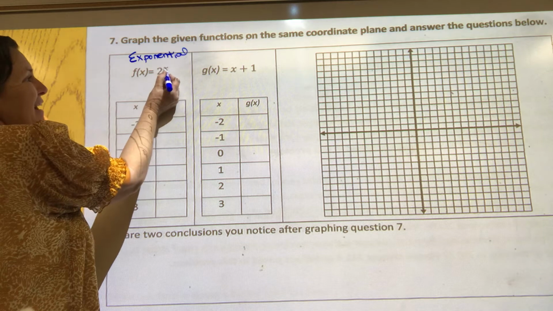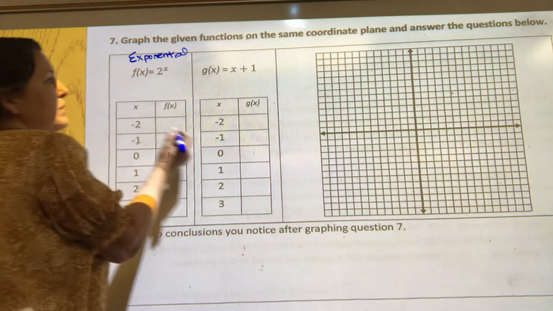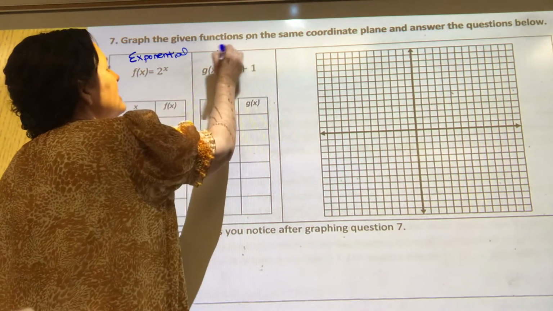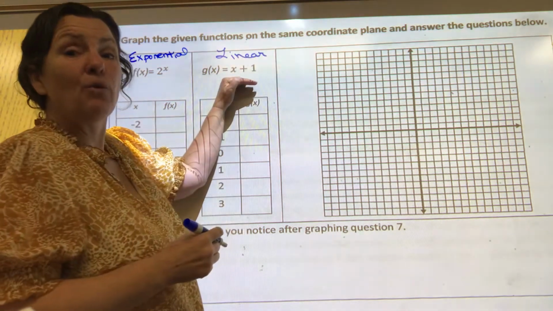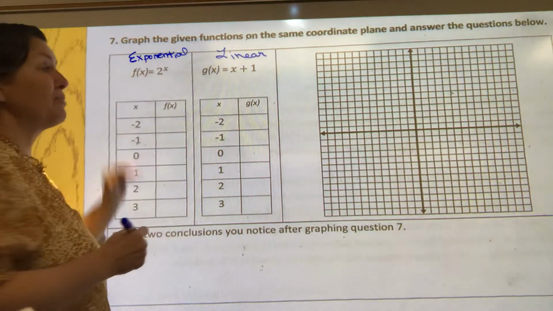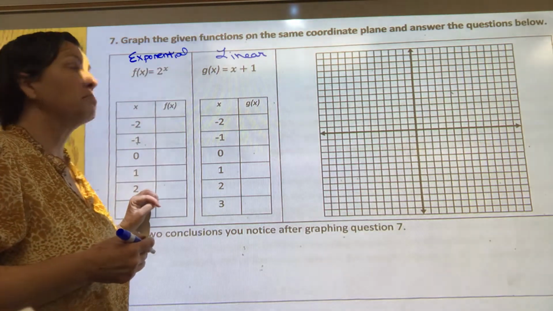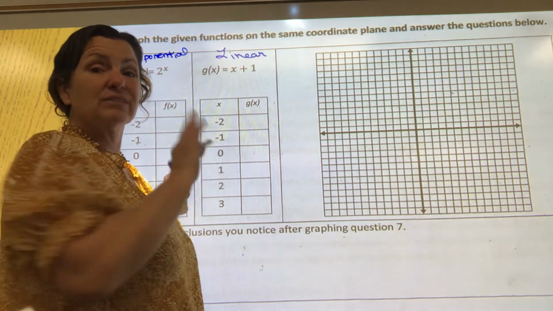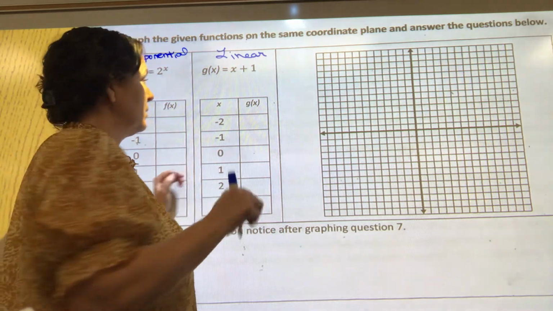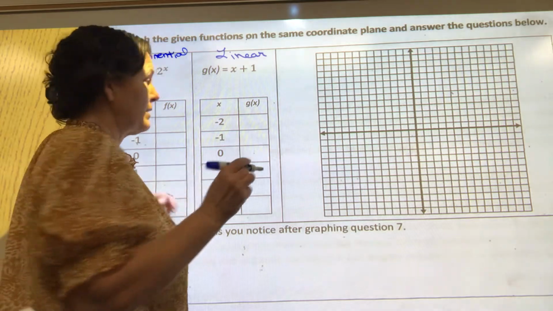Because I see that the x is an exponent, and I see that this one is linear. That means when I graph this one, it will form a line. When I graph this one, it will form a curve. Cool. So first thing I like to do is I'm going to tackle the line first because I think that's the easier one of the two. Always do the line first. I'm telling you right now, it's a good secret.